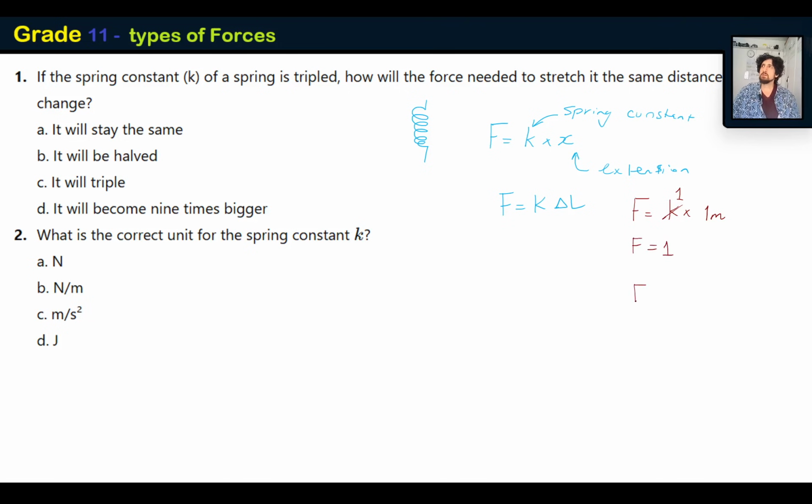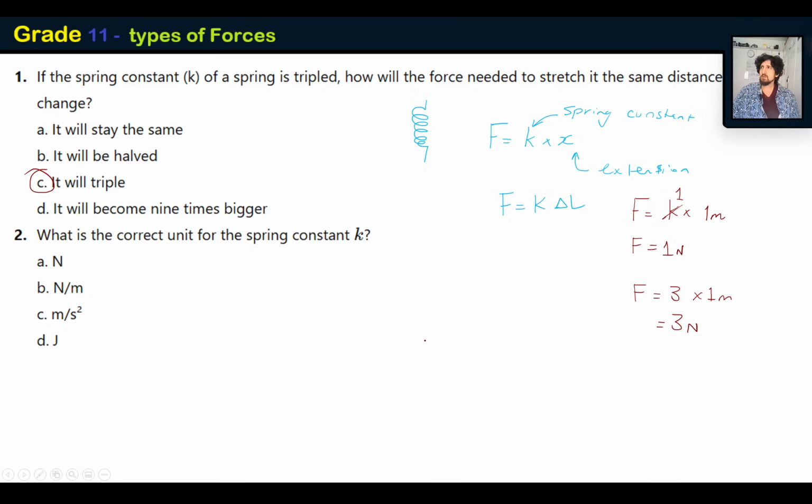So what happens if the spring constant is tripled? Instead of 1 times 1 meter, the 1 meter stays the same, but instead of 1, K is 3. Of course, you see immediately that the force triples. So that's the answer. If you triple the spring constant, you're going to triple the amount of force needed to stretch it 1 meter. So the higher the spring constant, the tougher the spring. It's going to be much harder to stretch.